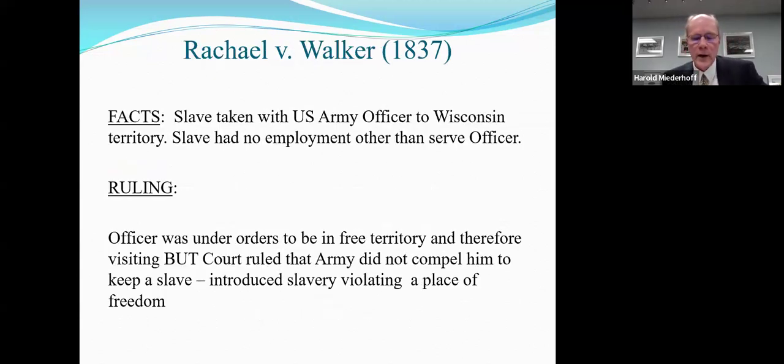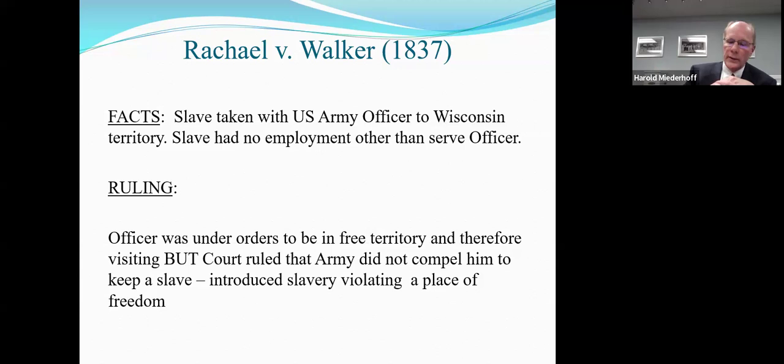Another case is Rachel versus Walker. And this is very similar to the Dred Scott case you'll see. Again, a U.S. Army officer went to the Wisconsin Territory, brought his slaves with him. The slave did nothing else than serve the officer, so the slave wasn't really getting outside the house and being part of the Wisconsin Territory.